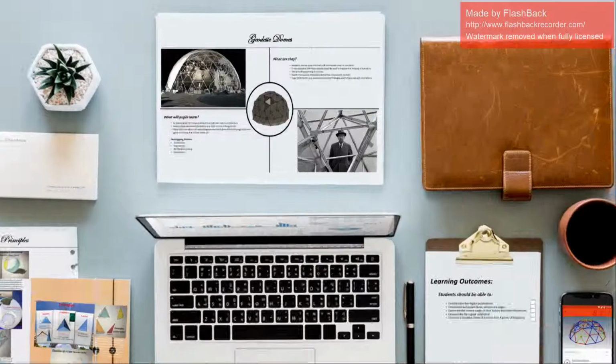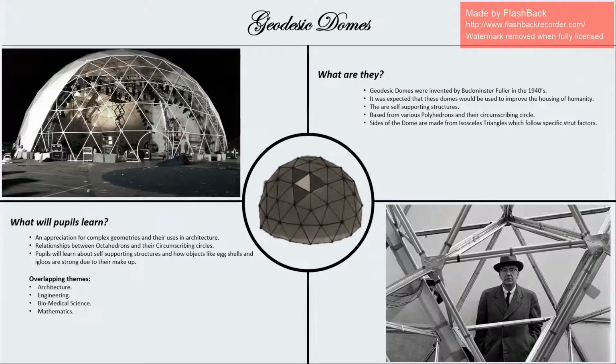So what is a geodesic dome? Geodesic domes were invented by Buckminster Fuller in the 1940s. They're a strong structural form which are self-supporting and based on a circumscribing sphere around a polyhedron. The sides of the dome are made up of isosceles triangles, and they were actually invented to improve the housing of humanity at the time, which was going through a crisis.